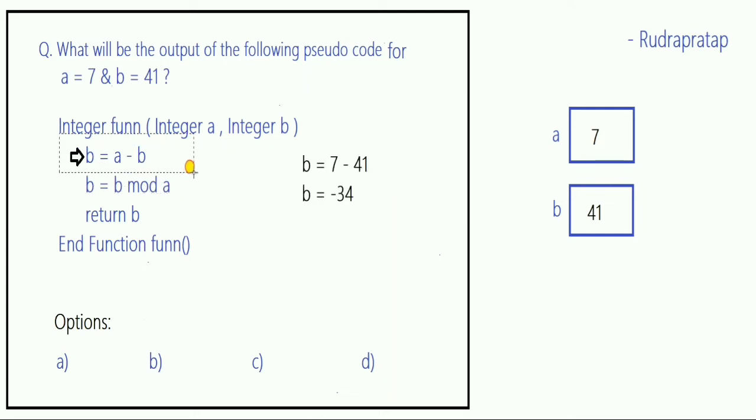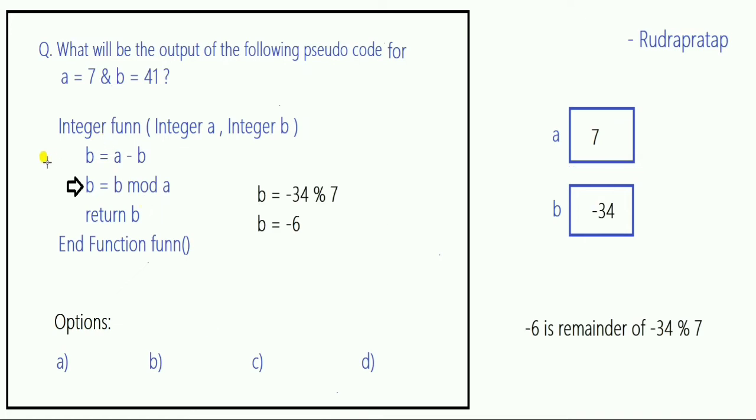So B equal to A minus B. The value of A is 7 and the value of B is 41. So 7 minus 41, which is -34. And -34 is assigned to the variable B. After that we have another statement which says B equal to B mod A. So the value of B is -34. So -34 modulo 7 and the remainder is -6, and -6 is assigned to the variable B.